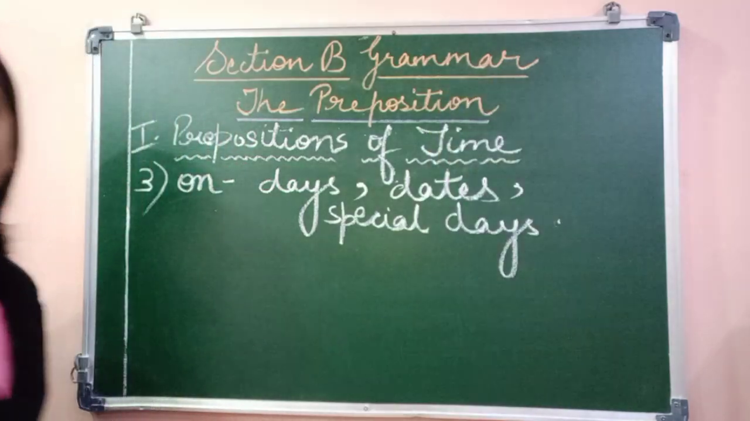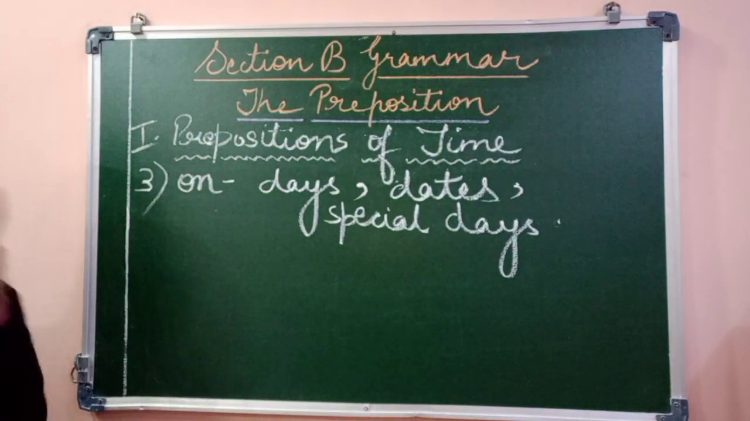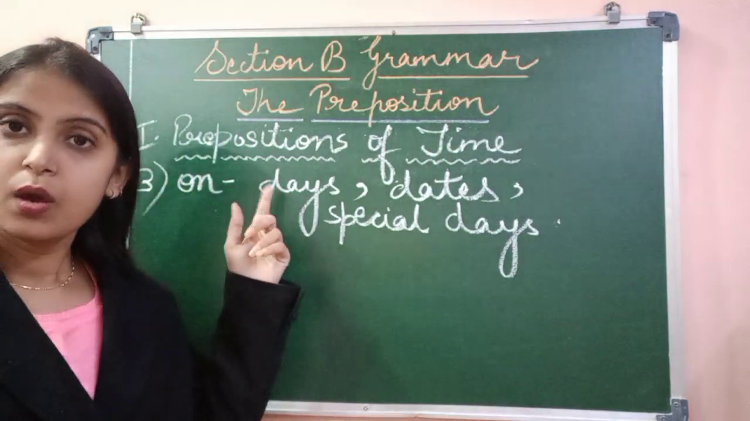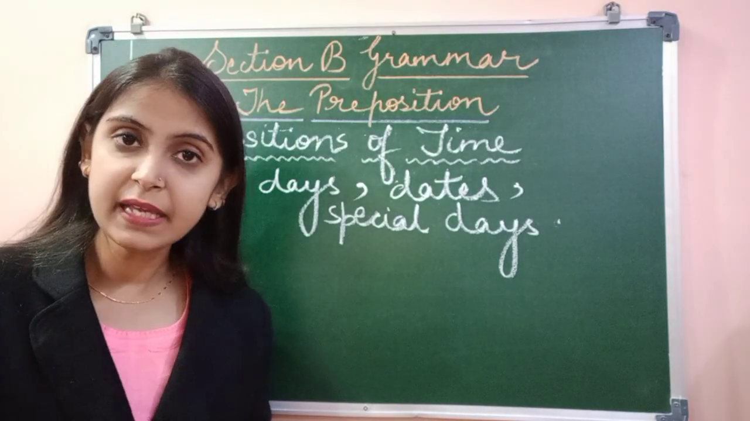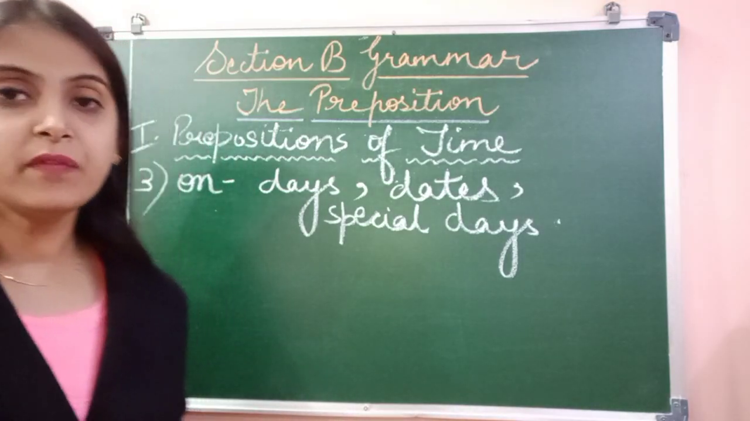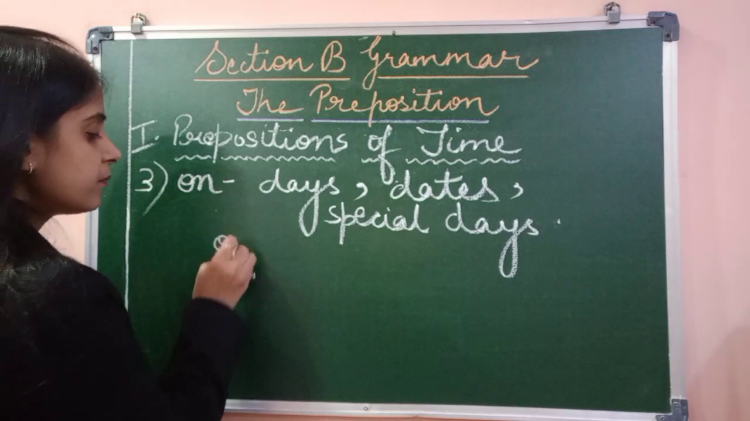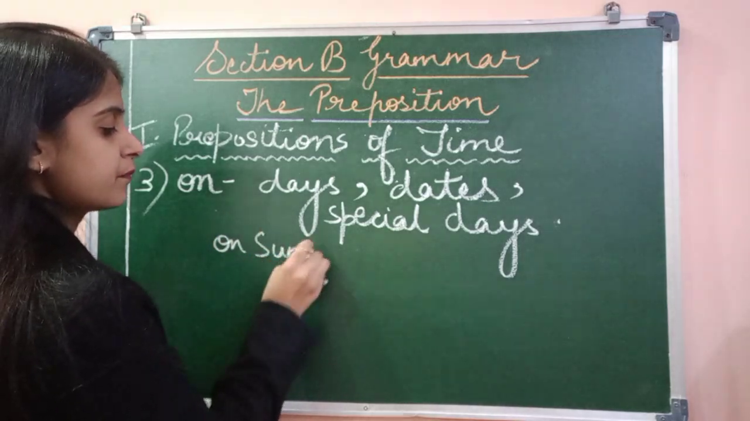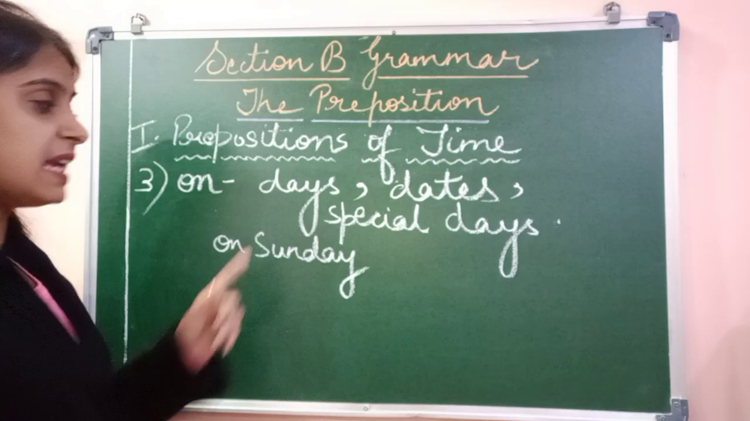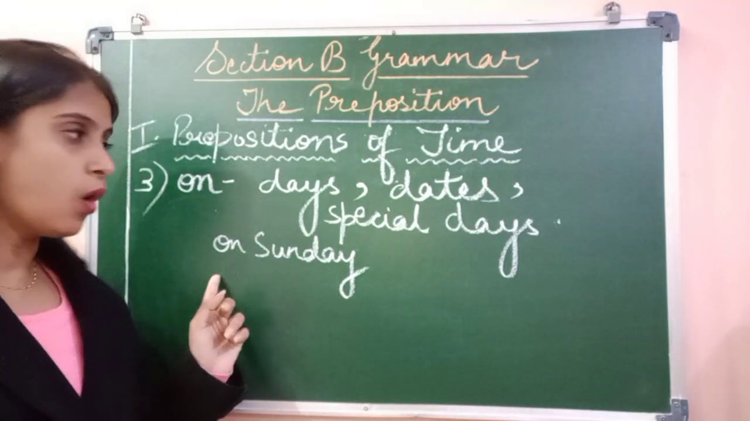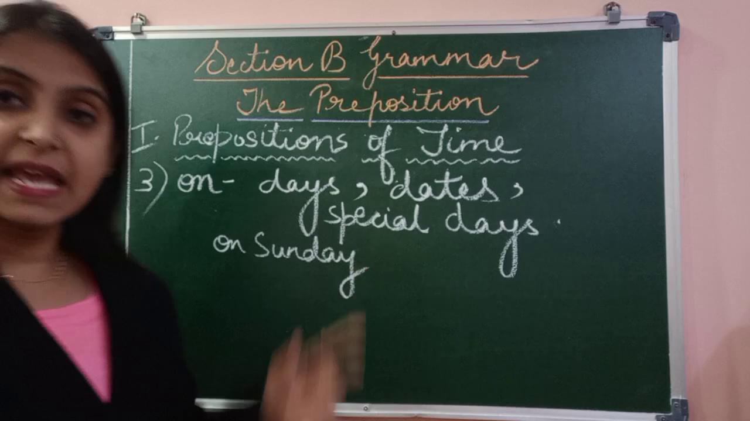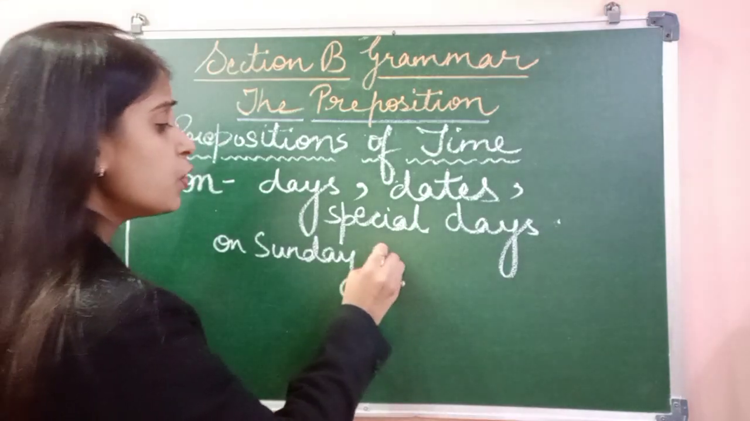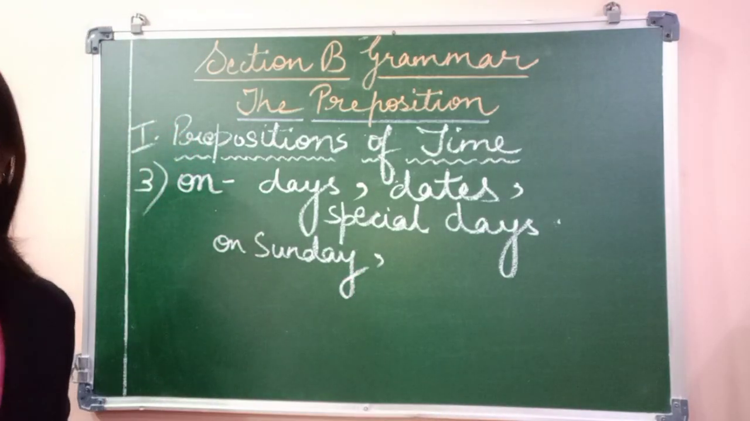Now I'll give you an example of each of them. With days: on Monday, on Friday, on Sunday. I'll go to watch a movie with my friends on Sunday, right? So with any day, we'll use on if we are talking about any day, right? With dates, if you know any specific date, right?